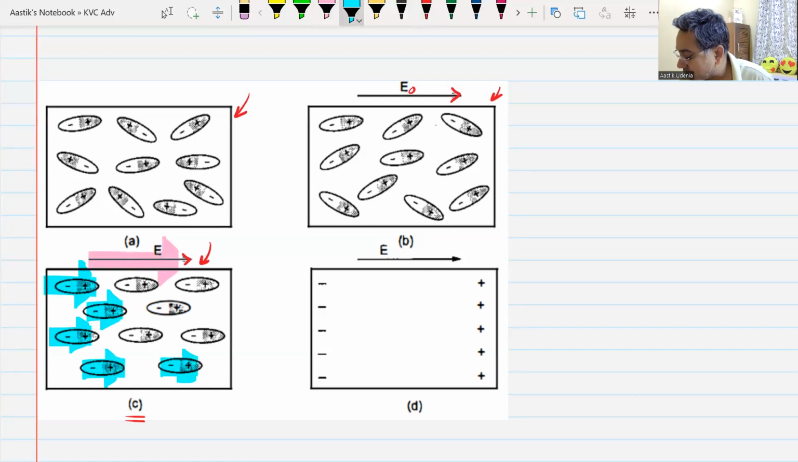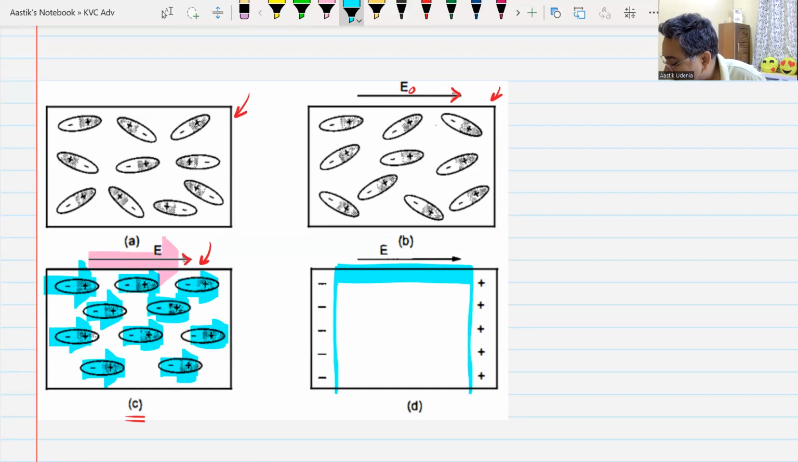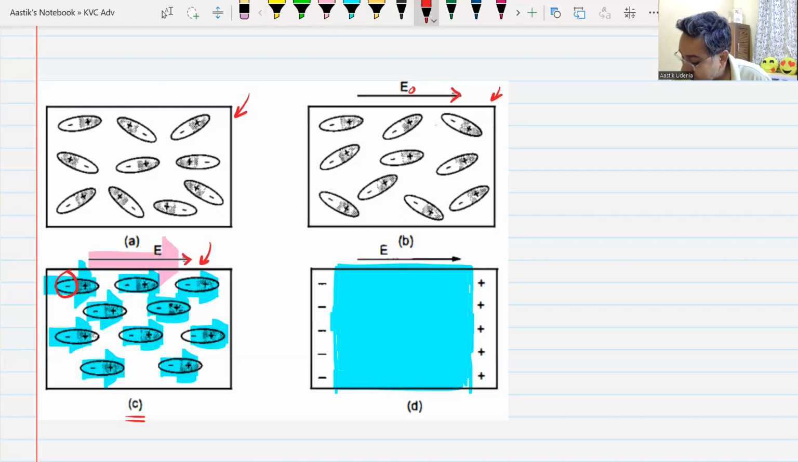Do you see this? Yes. Now, because of this alignment, what happens? The net charge inside the space becomes 0 because all these positive and negative will cancel out each other. But here the net charge becomes 0.